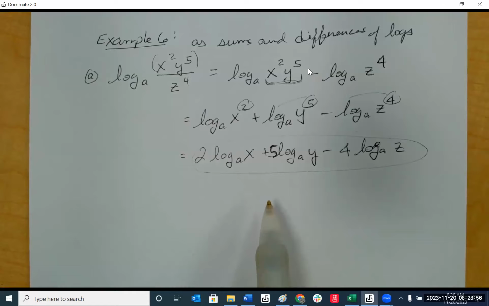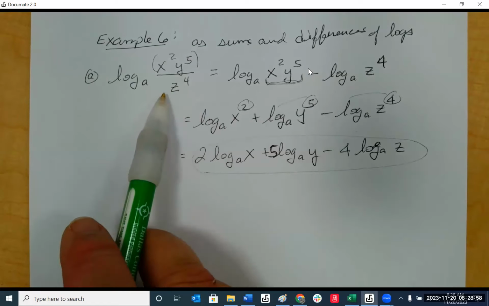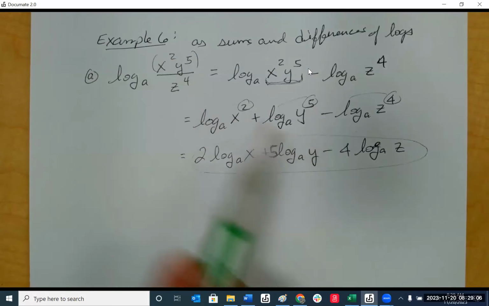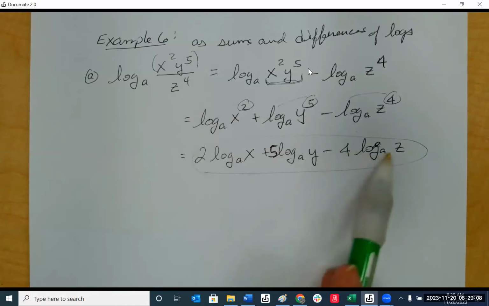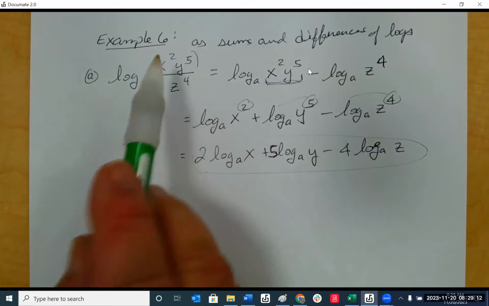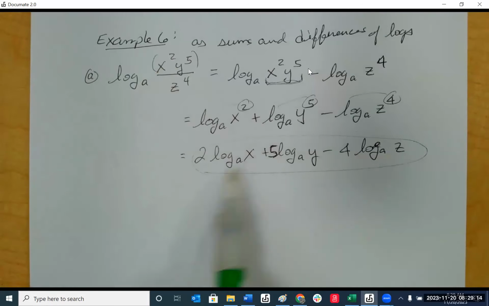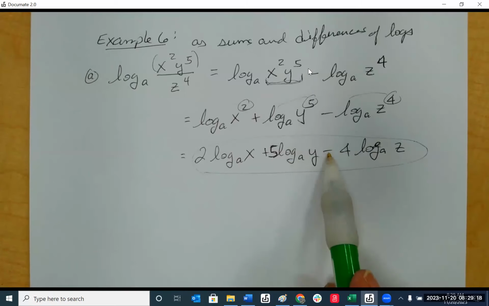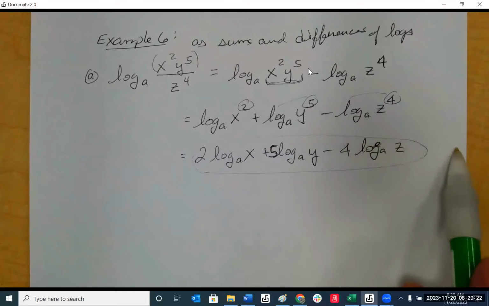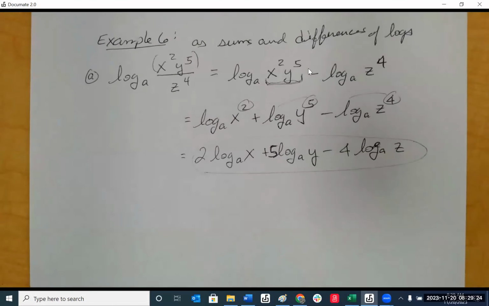Look at the answer and then look at the original question. You see how they're related. Coefficients become exponents. The 5 goes on top of the y, the 2 on the x, and the 4 on the z. If it has a plus in front of it, then they're on top. If there's more than one, they multiply. If it has a negative, it goes on the bottom. And if you have multiple negatives, then they all go on the bottom.